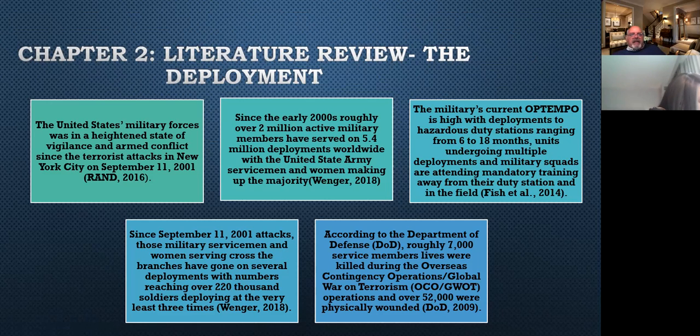So the literature is saying that since 9/11, military members have been put on deployment constantly, in the millions. So this is not a minor problem. This is a major issue here.